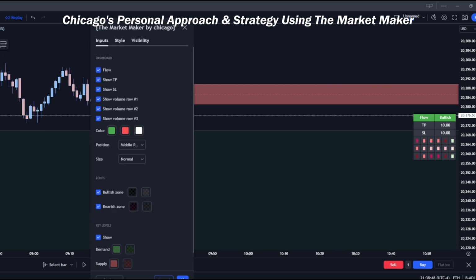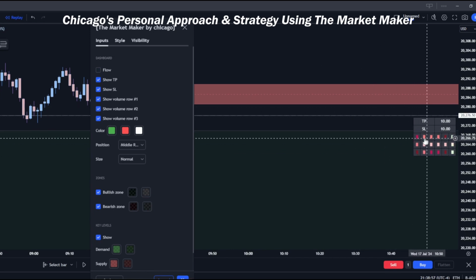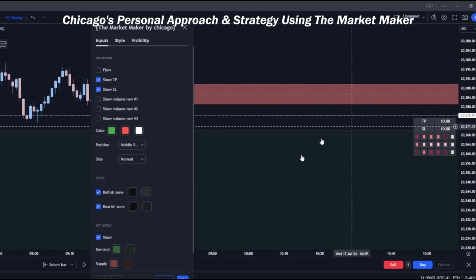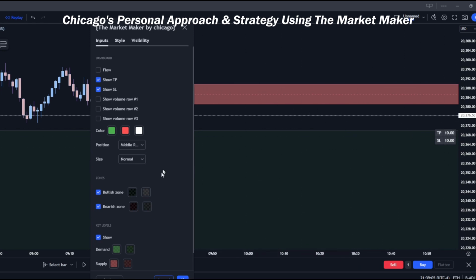If I were to visualize how I would, within the settings, I don't really use this every single time. So to clear it up, if I'm not looking at continuation and just looking at reversal areas, then my chart would probably look something like this whenever it loads, right?